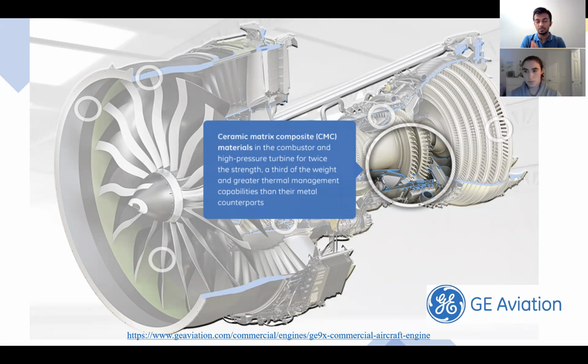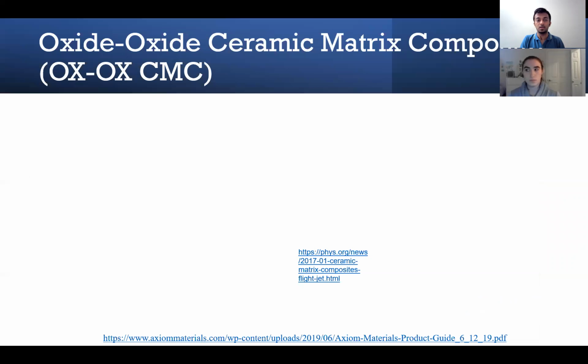It is used in the combustor section, and this has helped General Electric reduce the mass, or the total weight, of the engine. And this is a huge development for General Electric as they shifted from nickel-based superalloys to CMCs. And this has helped them quite a lot in increasing their business for this jet engine section.